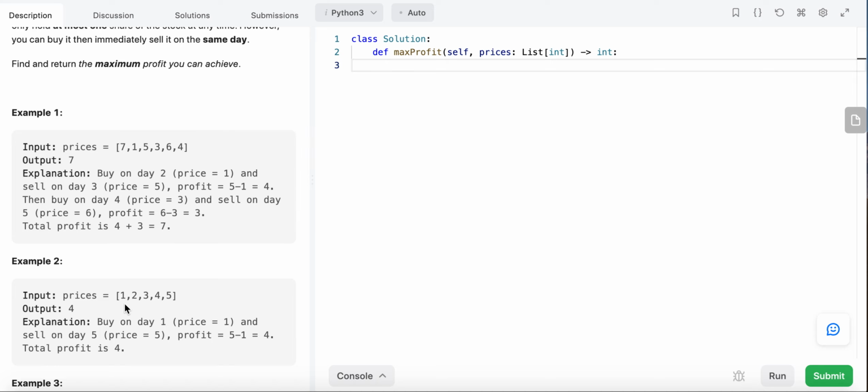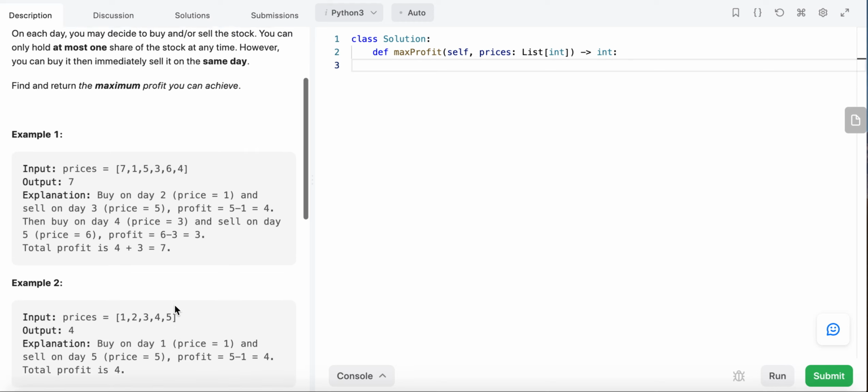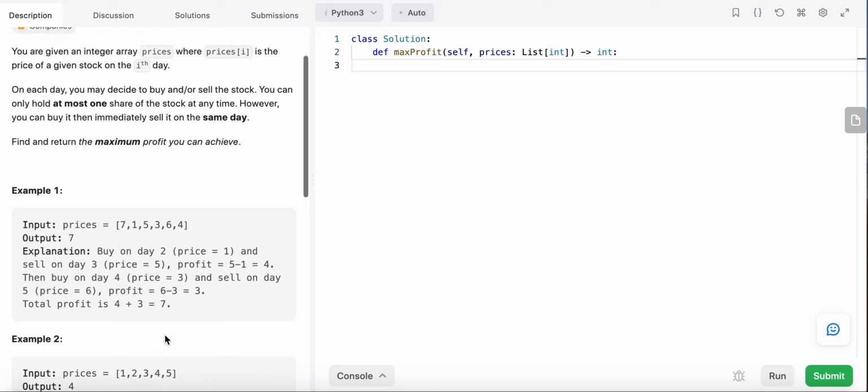So from example 2, we realize that purchasing on day 1 and then selling on the last day, day 5, is equivalent to purchasing on day 1, selling on day 2, and then purchasing on day 2 immediately, and then selling on day 3, and then purchasing on day 3 immediately, and then selling on day 4, and so on and so forth. So that's one of the patterns we find.